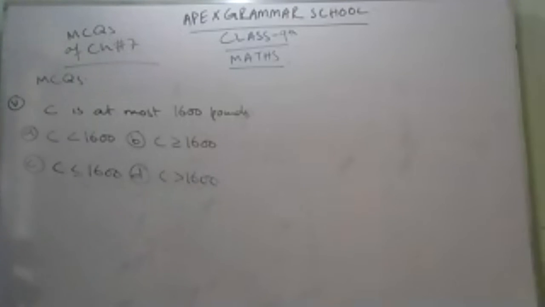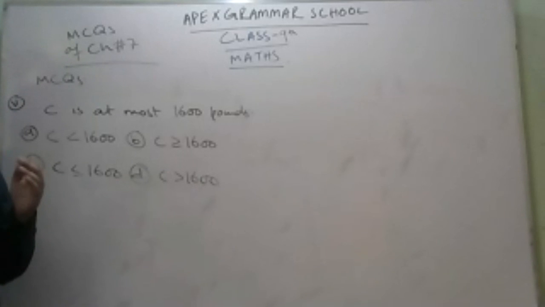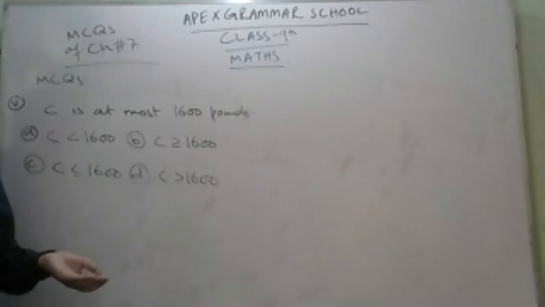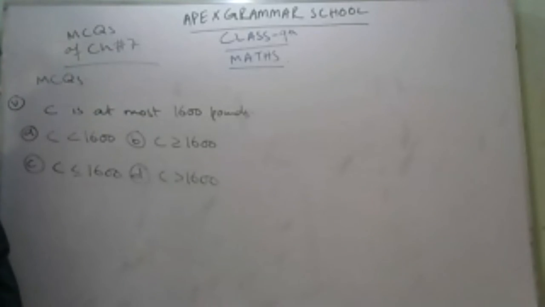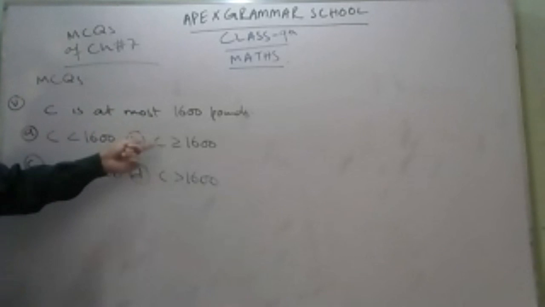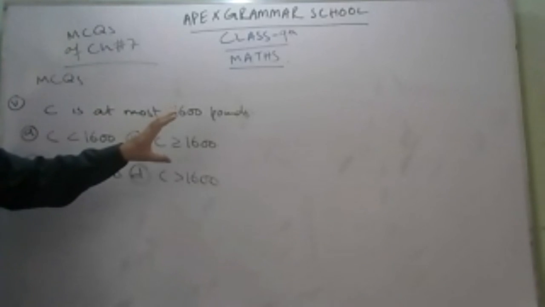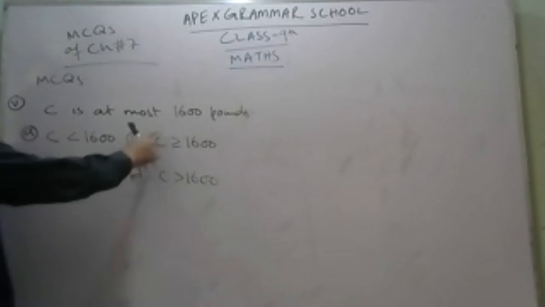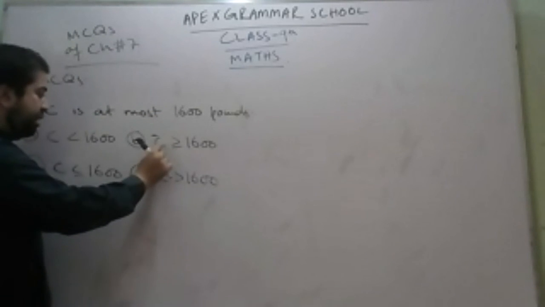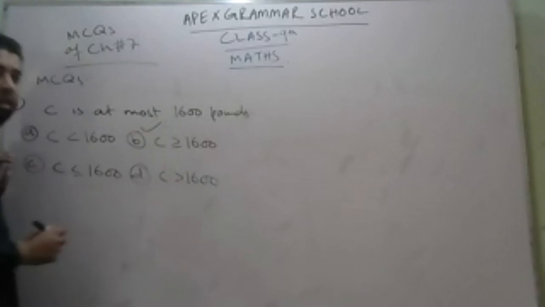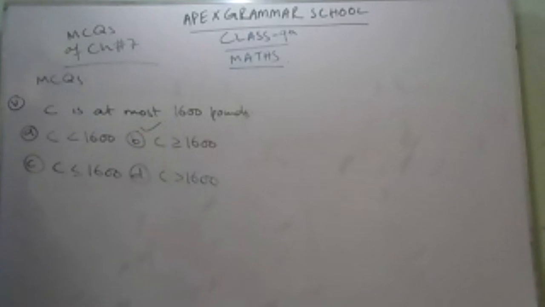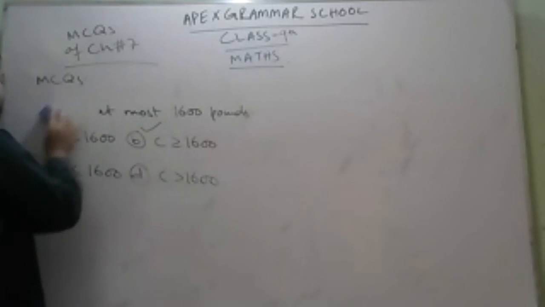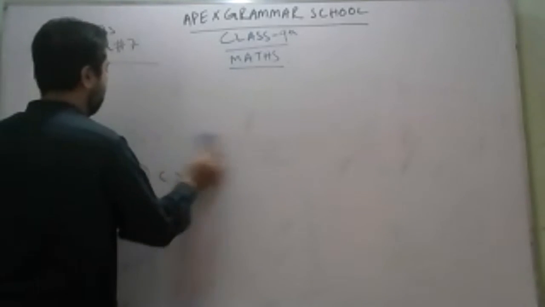At most means both meanings: equality to 1600 or less than 1600. So C is at most, meaning option C will be preferred. The sign for equality and less than defines this best. This is the proper option. Now the last part of it.